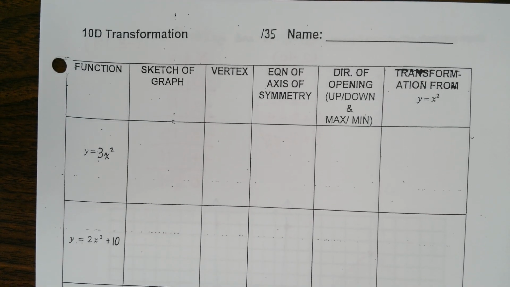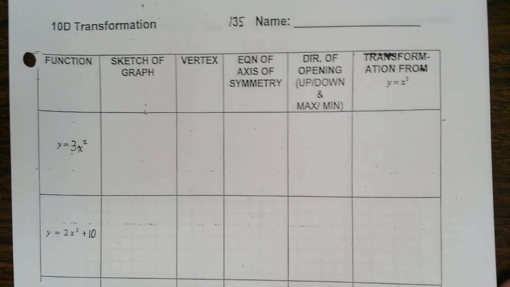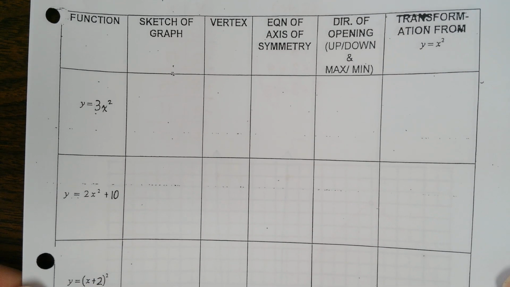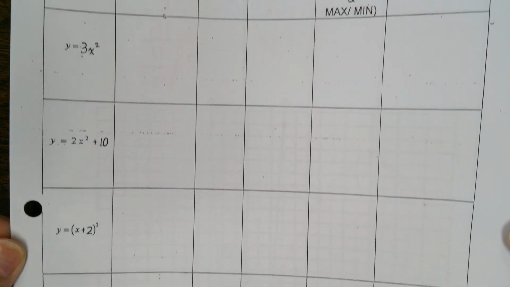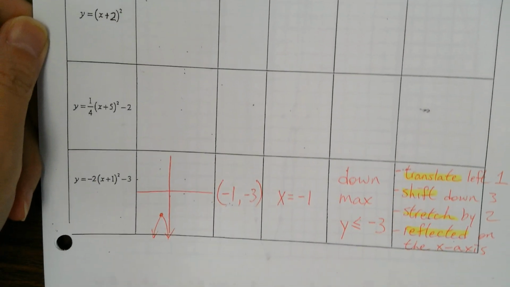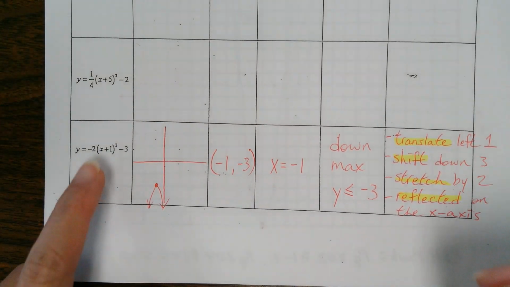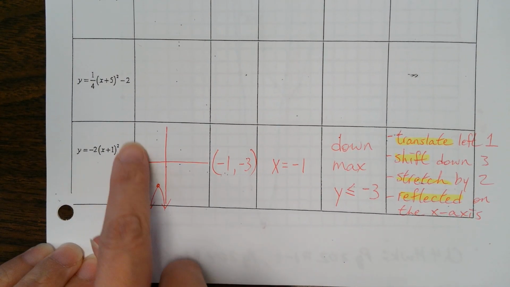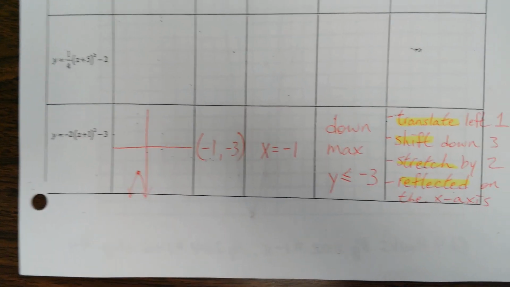Okay, so this was homework from yesterday. Notice the chart looked very similar to the one that we've been working on. So I just want to quickly tick off that last one right here. Looking at this equation, what form is it in?